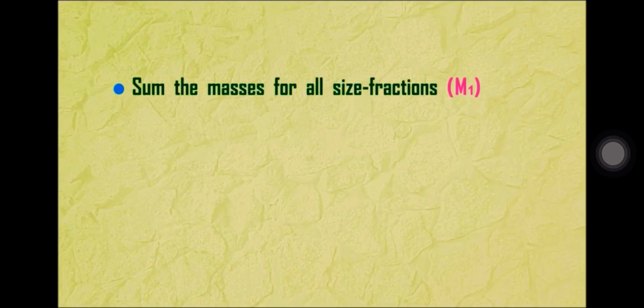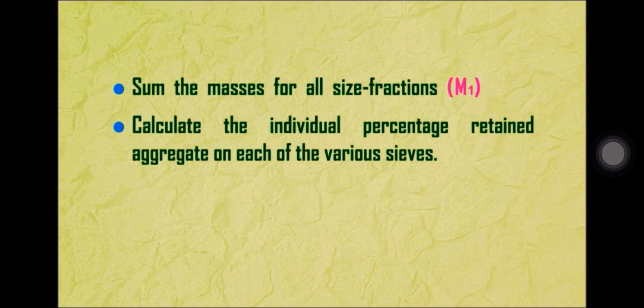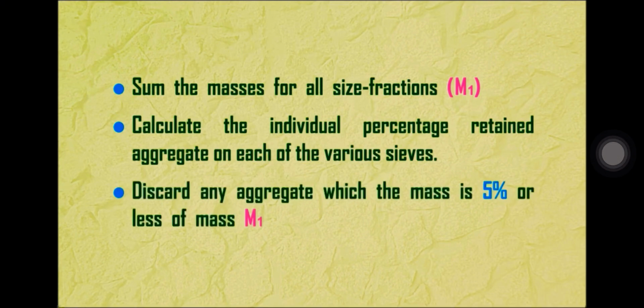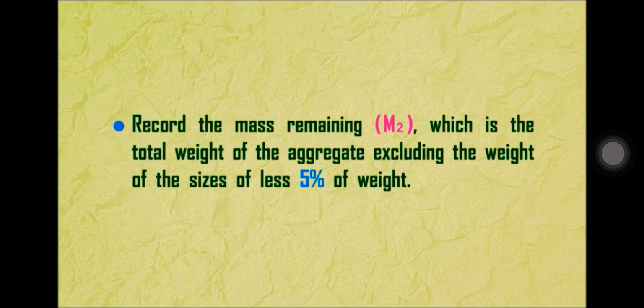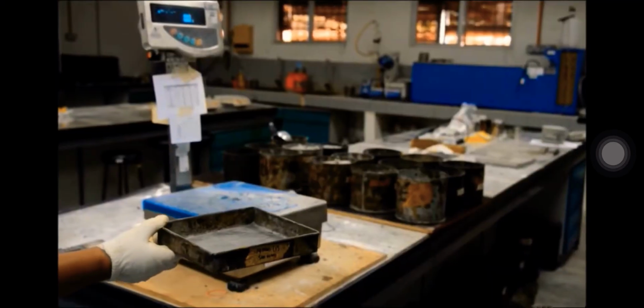Sum the masses for all size fractions, M1. Calculate the individual percentage retained aggregate on each of the various sieves. Discard any aggregates whose mass is 5% or less of mass M1. Record the mass remaining, M2, which is the total weight of the aggregate excluding the weight of the size fractions less than 5% of the weight.